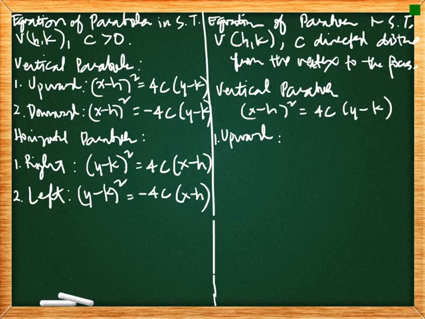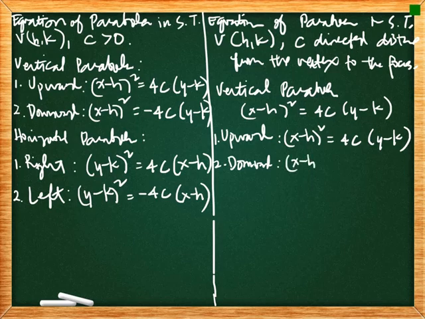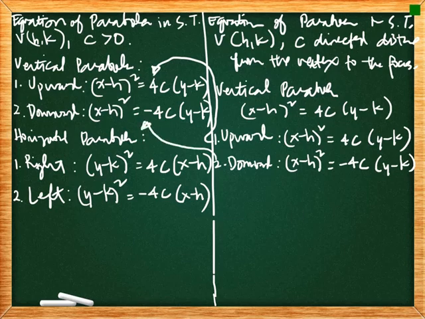Alright, so c is positive, so the equation is (x minus h) quantity squared equal to 4c times (y minus k). And if it's going downward, since c is a directed distance from the vertex to the focus, then this is (x minus h) quantity squared. Our c here becomes negative, so negative c times 4 is negative 4c times (y minus k). So as you can see, this is still the same as this. Alright, and the second one is also just the same as that.